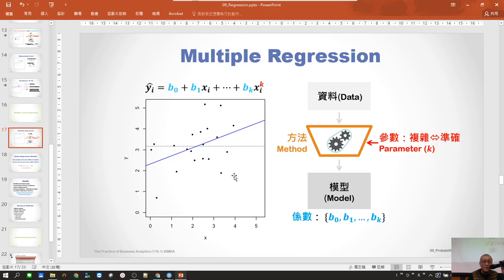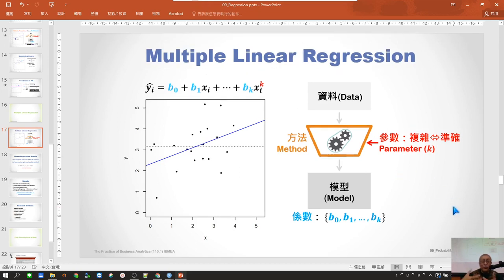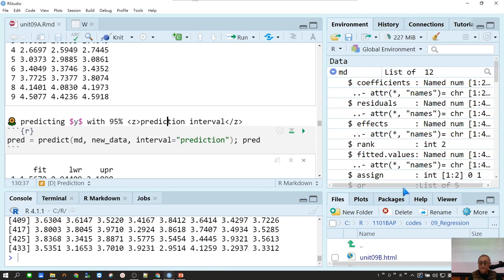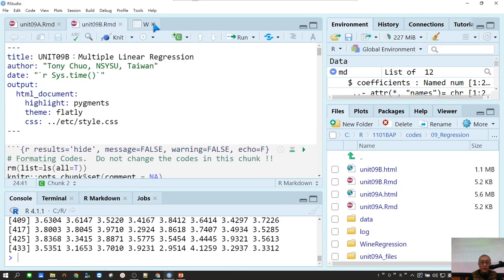Practically, the way we do multiple linear regression in the R environment is almost the same as what we did in simple regression. Procedure-wise, it's almost the same. Let's use another notebook to demonstrate the use of multiple linear regression. Let's go to notebook B. Let me do some cleanup.